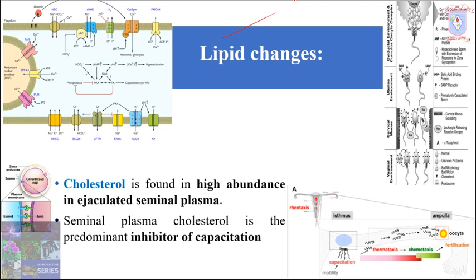Okay, the ejaculatory seminal plasma contains a lot of cholesterol. Cholesterol is found in high abundance in ejaculatory seminal plasma, and seminal plasma cholesterol is the predominant inhibitor of capacitation. So this cholesterol is the inhibitor of capacitation, but the sperm must undergo the capacitation process. So first of all, the cholesterol must be removed from the sperm, isn't it? That is the first change in the lipid changes.